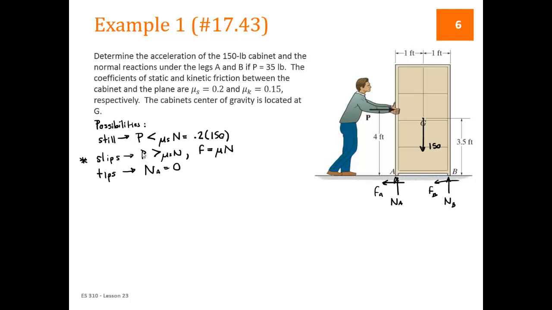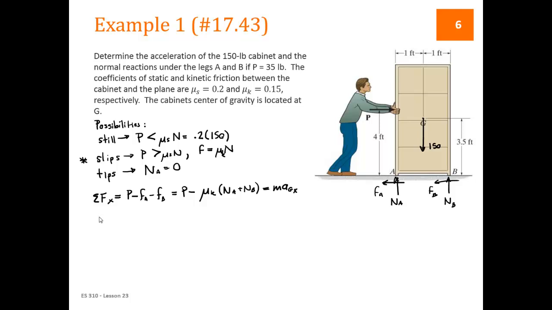So if it's going to slip, looking at our free body diagram, we have some equations. We have that the sum of forces in the x direction is equal to P, which we know, minus the two frictions, FA minus FB. So the frictions can be clumped together, and we have P minus, friction is mu K times N, according to this definition. So mu K times NA plus NB. And this is equal to the mass times the acceleration of the center of gravity in the x direction.